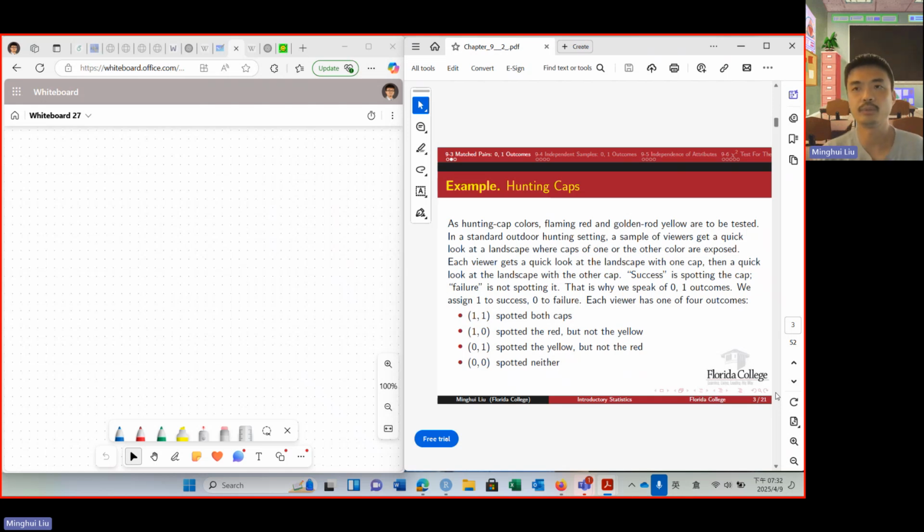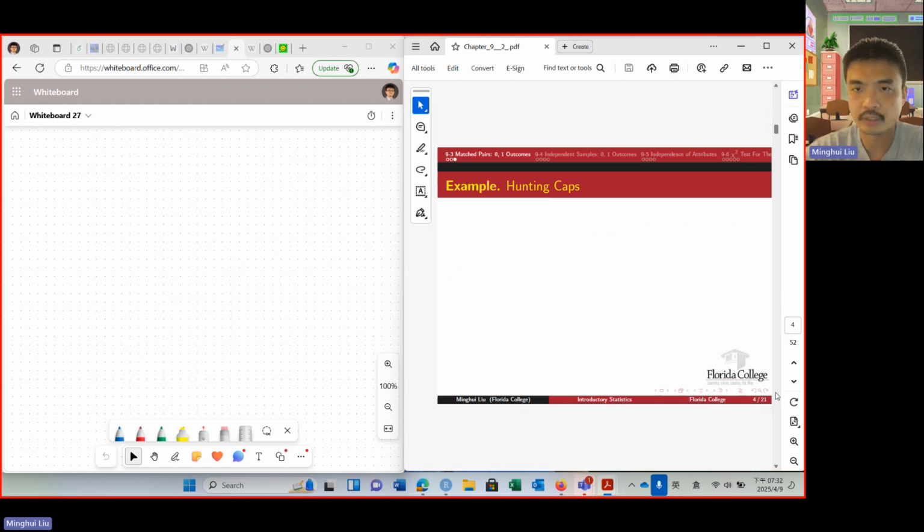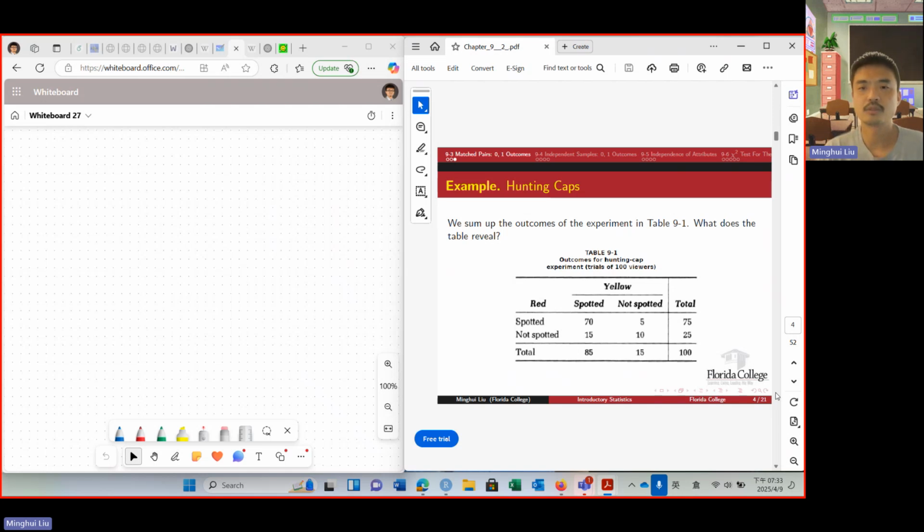All right, so here is the comparison experiment. We would like to compare two different colors of hunting caps. One is yellow, one is red. And so basically what we want to do is we want to do some experiment. We ask people to look at outside window, where there are two people, one with the yellow cap, one with the red cap, and then see if they can spot either one of these two people or both or neither. So here, the result of the experiment is like this. You see here, we have 70 of them spotted both, and then 5 of them spotted red but not yellow, and then 15 spotted yellow but not red, and then 10 didn't spot either one of them. So there's a total of 100 people.